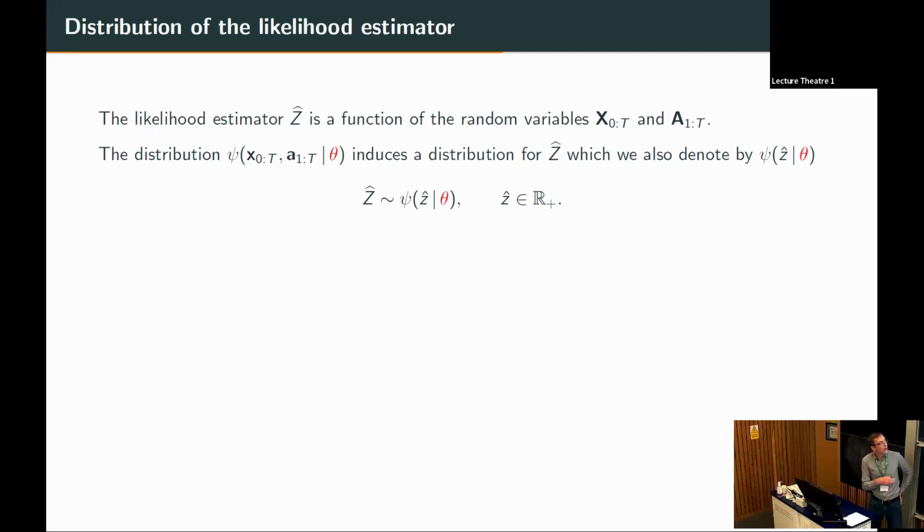I don't know really what it is. I can't write down a PDF for this because that would involve integrating out all the random variables, all the x's and the a's from this complicated distribution that we had on the previous slide, but I can simulate from it by just running the algorithm.